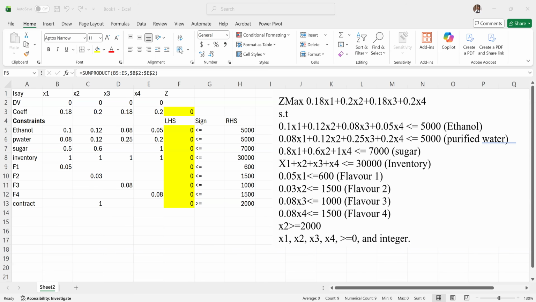All right. So now we are done with the formulation, really. We are now ready to solve.